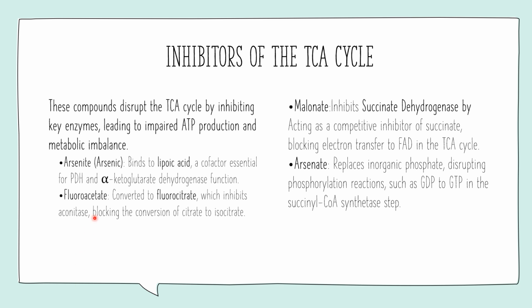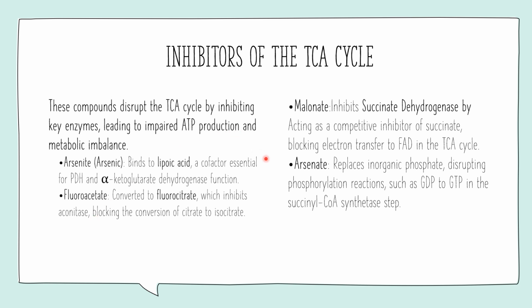There are some compounds that are able to inhibit the TCA cycle, and they do this by inhibiting the enzymes of the TCA cycle. One of them is arsenite or arsenic, which binds lipoic acid, which we have seen is an important cofactor for the pyruvate dehydrogenase reaction and the alpha-ketoglutarate reaction. So inhibiting this enzyme will in turn inhibit production of ATP.